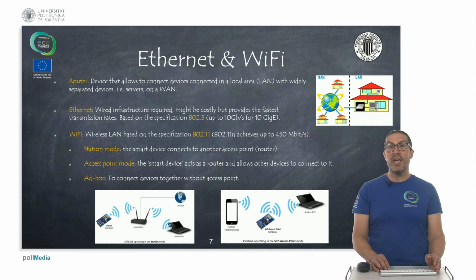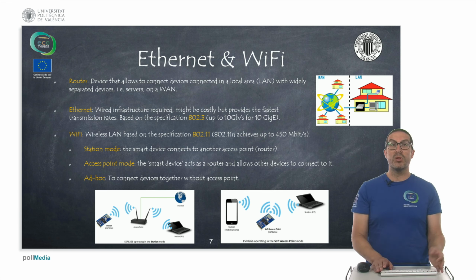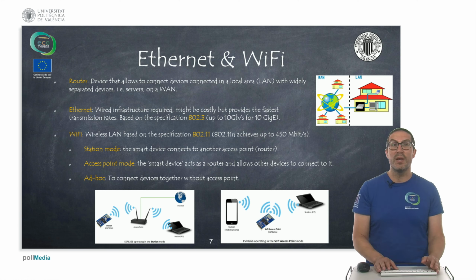And in this case, when you connect devices through Wi-Fi, you can do it in different kinds of modes. They're called the station mode, in which the smart device connects to an access point, typically the router, but also any device could be in access point mode, so the device itself acts as a router and allows other devices to connect to it. But there's also the ad hoc mode, in which two devices connect without the need of an access point.